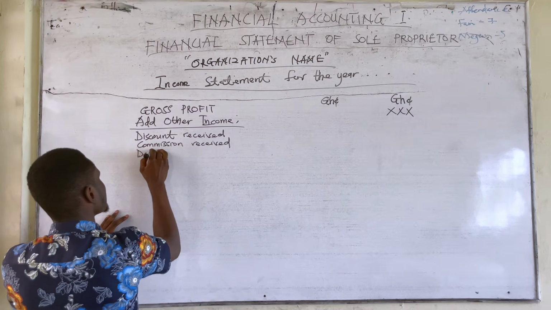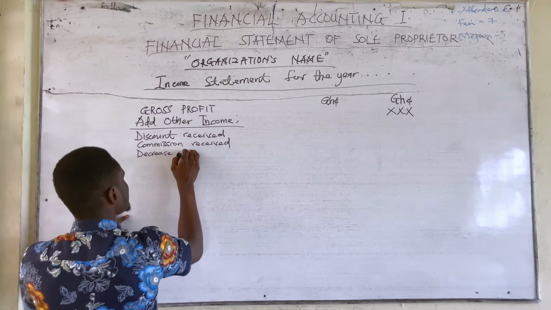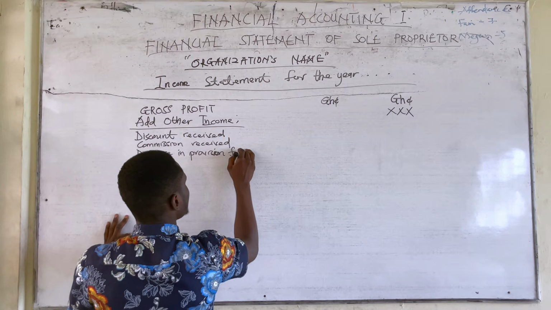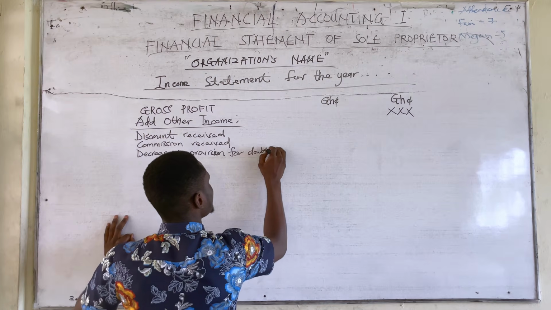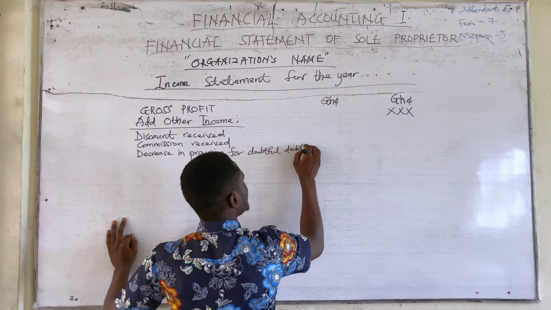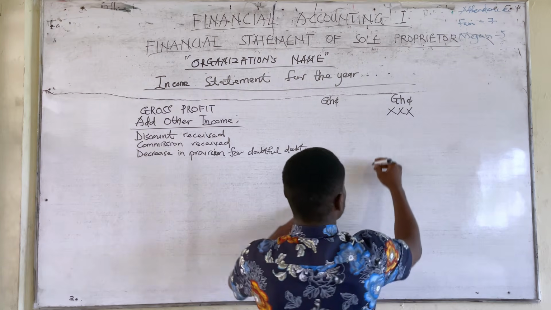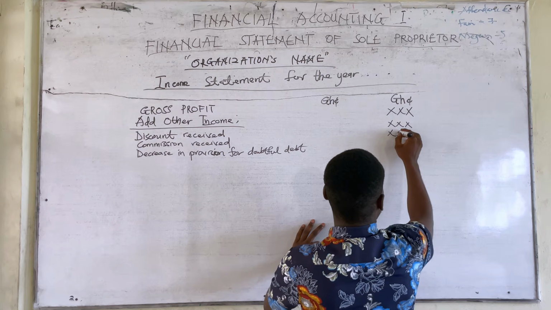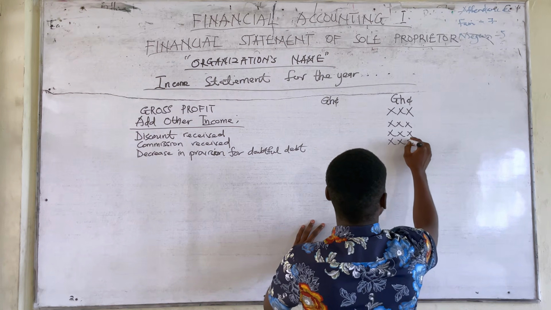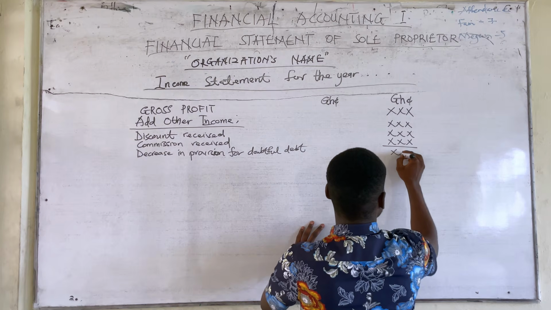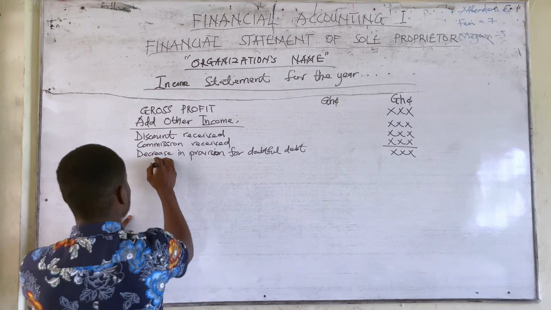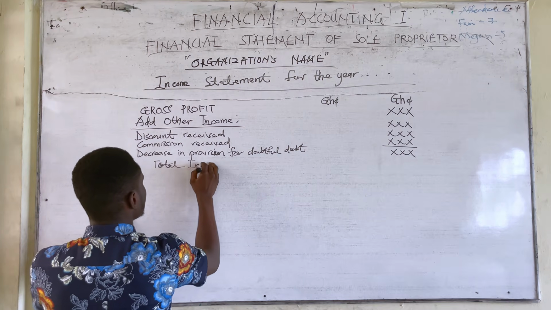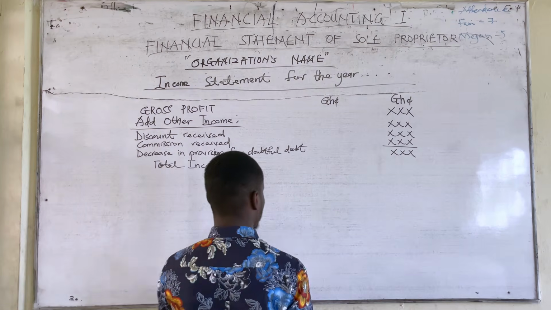And also decrease in provision for doubtful debts. Okay. To all these, the discount received will be added like this. Your commission received will be added. Then decrease in discount received will be added. Then what you are getting there is your total income. Okay. So that is going to be the total income. So this is your total income.